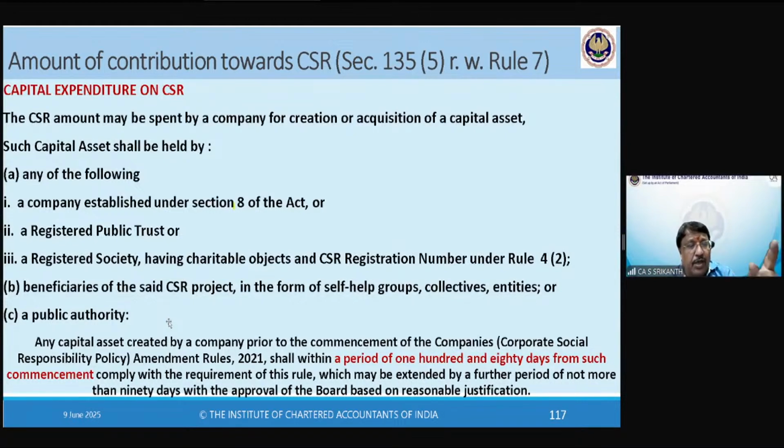But if you're going to create any capital asset, then that asset has to be handed over to the beneficiaries, or to a public authority, or to a trust, Section 8 company or a society. So this is the condition. You can't create some capital asset, maybe allow it to be used by some people for charitable purposes, but then show it in your balance sheet.